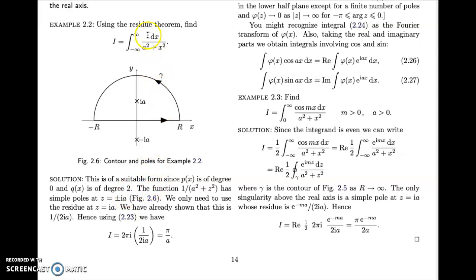So the first thing to notice is that P is degree 0, Q is degree 2. So that means Q is at least degree 2 larger than P. So that basically means that the integral exists. a squared plus x squared is never 0 for any real x. So that's the other thing. So we can go ahead and use this technique. So basically the contour we need is this one. The contour goes from minus r to r. We actually take the limit as r goes to infinity, and then this line integral from minus infinity to plus infinity is the integral we want in the end.